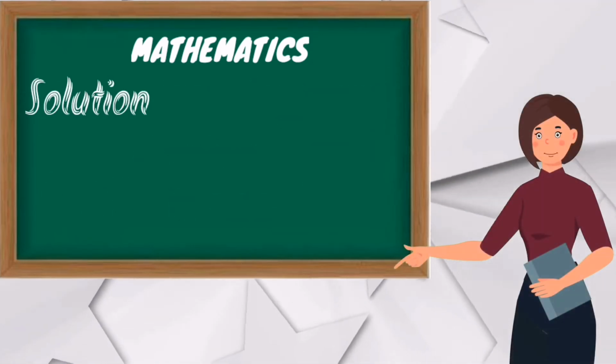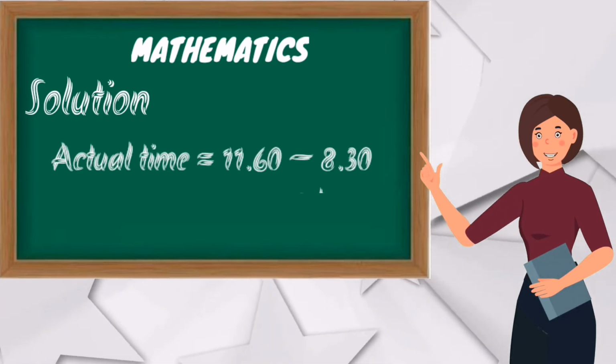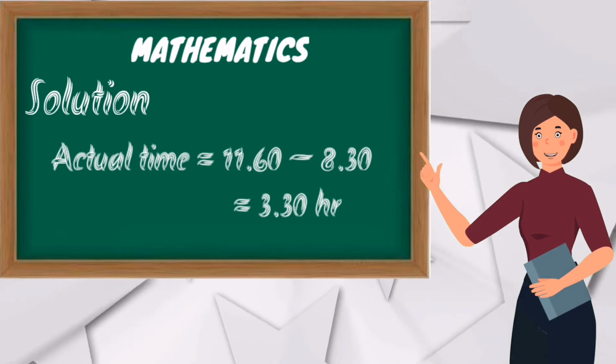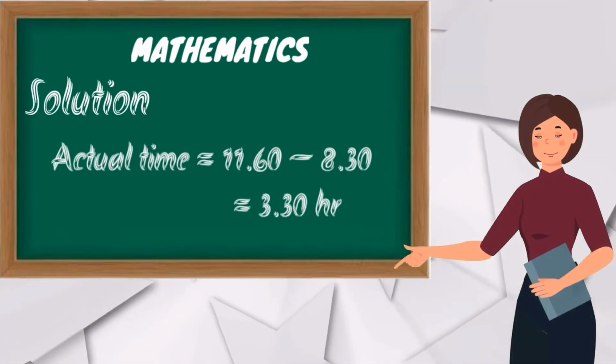Similar to the previous one, just subtract it from 11:60. So actual time will be equal to 11:60 minus 8:30, that will be equal to 3:30 hours. So our correct answer is option C.